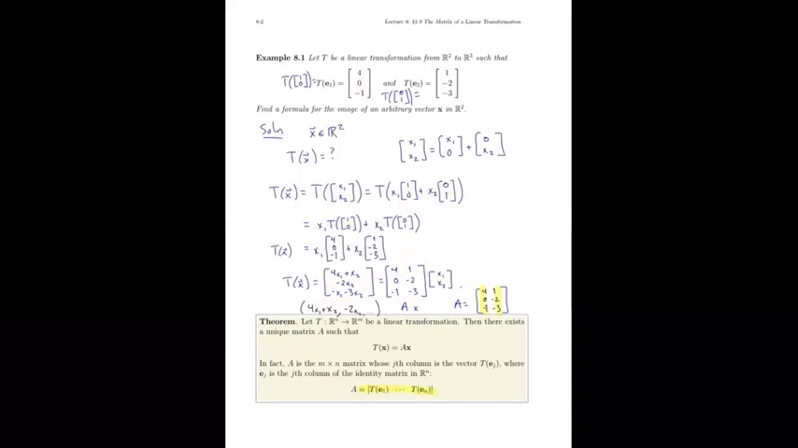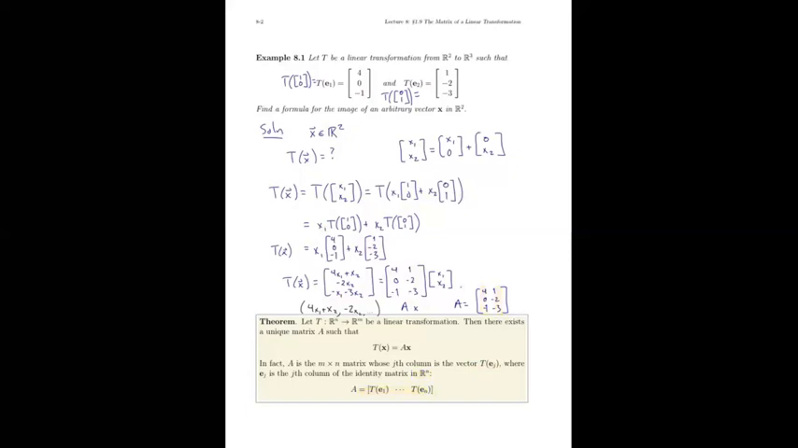So if A is the m by n matrix whose jth column is the vector T of the jth standard basis vector, then we can form A in this fashion right here. And that's exactly what we did before. We used T(e1) and T(e2) in our example because there were only two standard basis vectors for R2. So there we are.